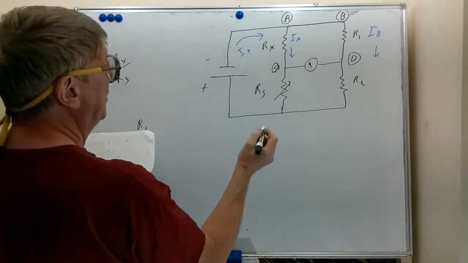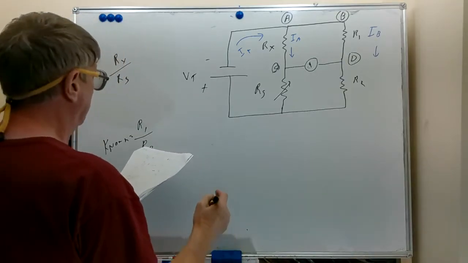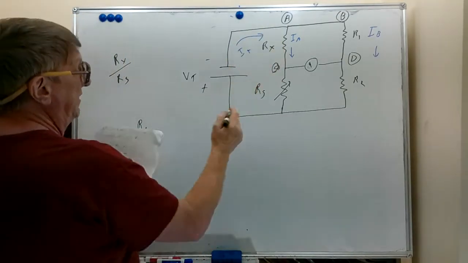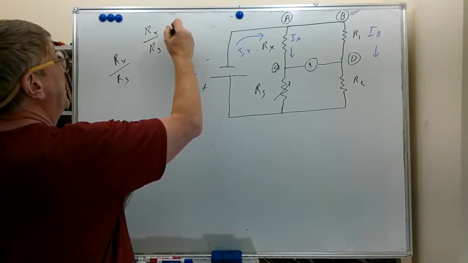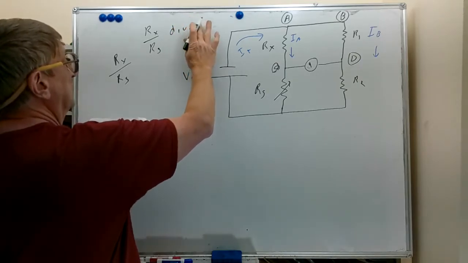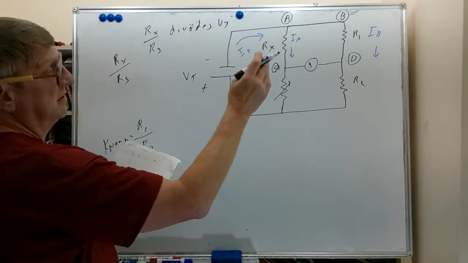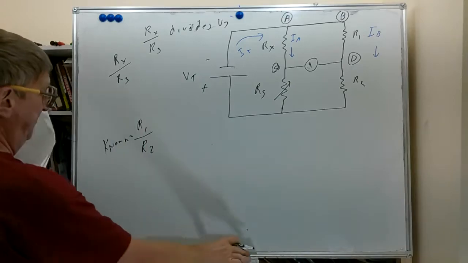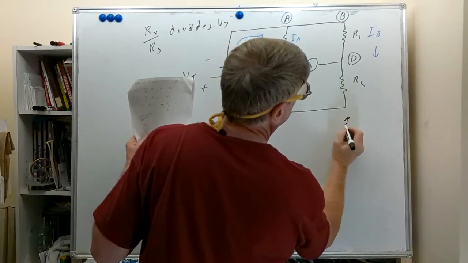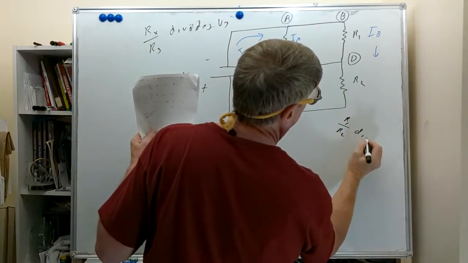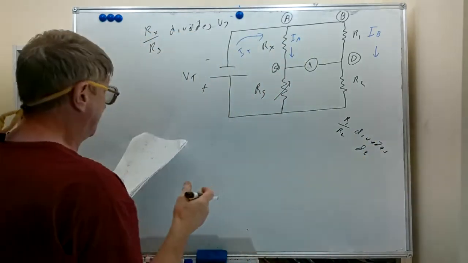And we've already pointed out here that we're going to call this VT. Basically, Rx and Rs divide VT. But we also see that R1 and R2 divide VT. I'll write that over here. R1, R2 divides VT. Which we kind of talked about already.